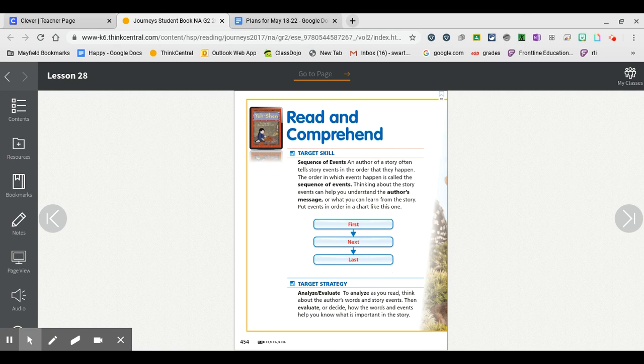We will also be using the target strategy of analyze and evaluate. To analyze as you read, think about the author's words and the story events. Then evaluate, or decide, how the words and events help you know what is important in the story. We will be talking more about sequence of events and analyzing and evaluating as we read this week.